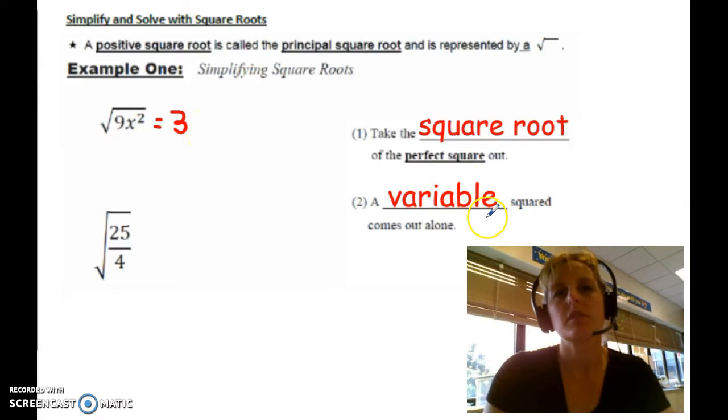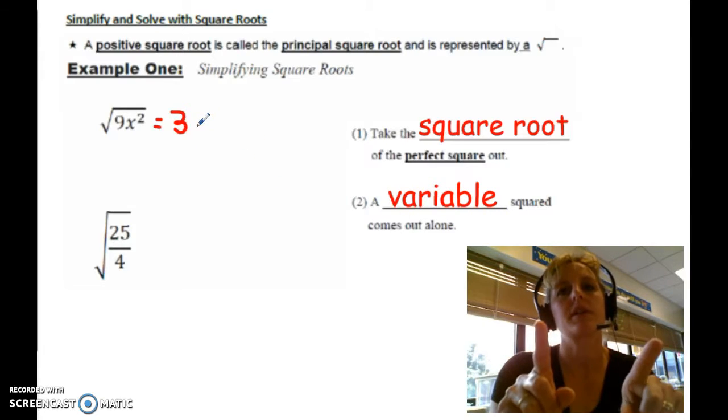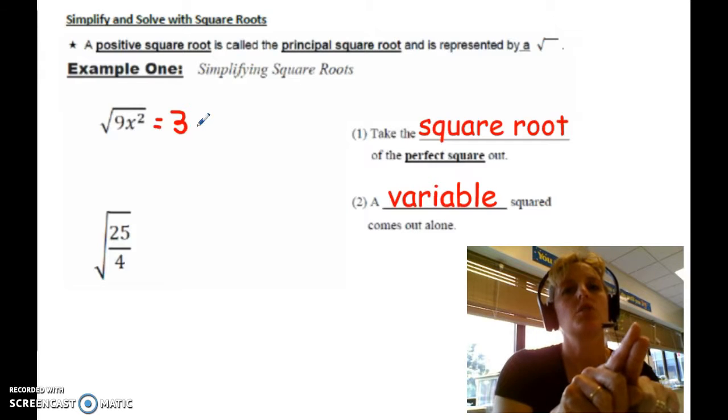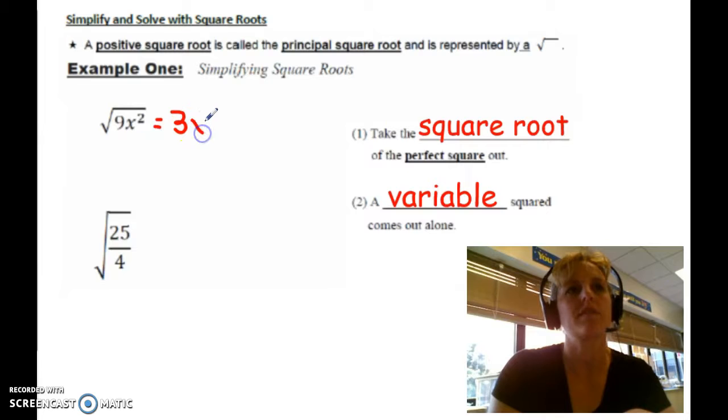Now variables are a little bit tricky, but just remember a variable squared means we must have had an x times another x to create x squared. So if you're breaking it apart to figure out what the separate values are, we're just going to have x. Okay, that variable comes out alone when you do a simplifying problem.